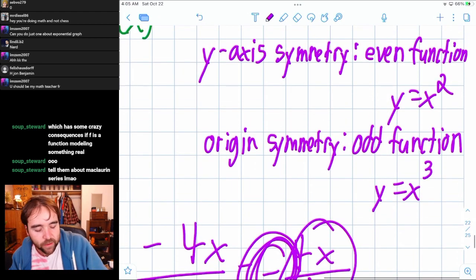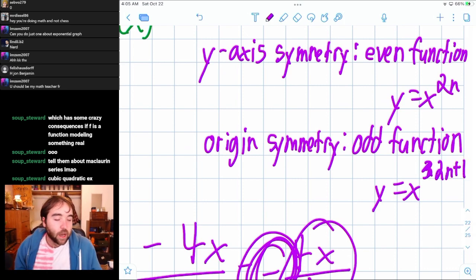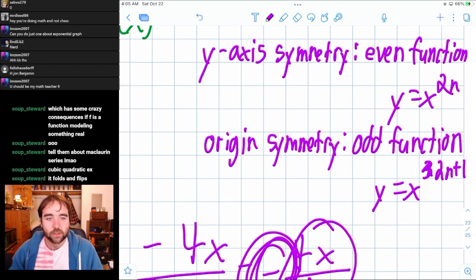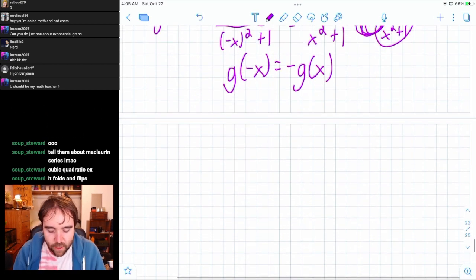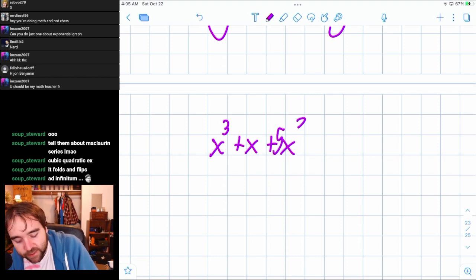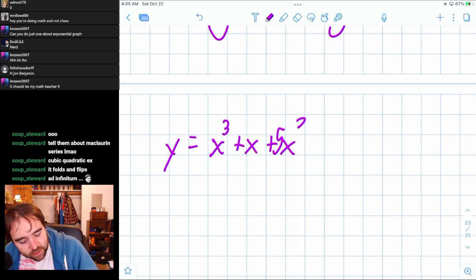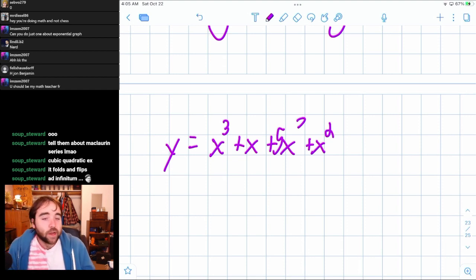And as it might suggest by the name, x to any odd power will be an odd function. X to any even power will be an even function. And while we're still talking about this, if you start adding a bunch of stuff together, like for example this, that is going to be an odd function because look at how all of the powers are odd. If we did just something like this, now all the powers are not odd. One of them is even. So this function would be neither odd nor even.